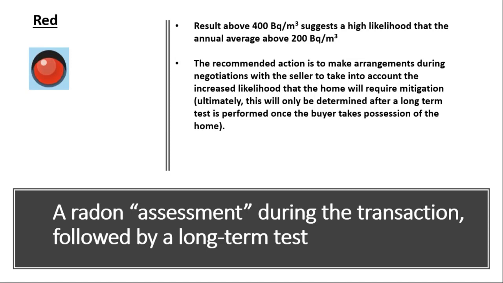And finally, red. If the result comes back after 4 days above 400 becquerels per meter cubed, this suggests a much higher likelihood that the annual average could be above 200 becquerels. And our recommended action is to make arrangements during negotiations to take into account the increased likelihood that the home will require mitigation. But again, we only suggest that mitigation actually take place if they conduct a long-term test once the buyer takes possession of the home and it does indicate an elevated radon level. So no matter what the result of this assessment is, we always recommend it be followed up by a long-term test during the heating season, just like Health Canada recommends.